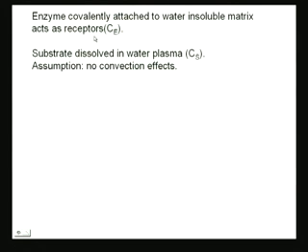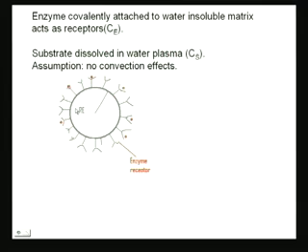So, we consider an enzyme which is covalently attached to a water insoluble matrix and acts as receptors, and the substrate is dissolved in the water or plasma, whatever it is. The assumption is that there are no convection effects. So, this is how it looks. This is my matrix, and this is the symbol for receptors, by the way. The red ones are the enzymes, and they are attached to this matrix by being bound to receptors, right.